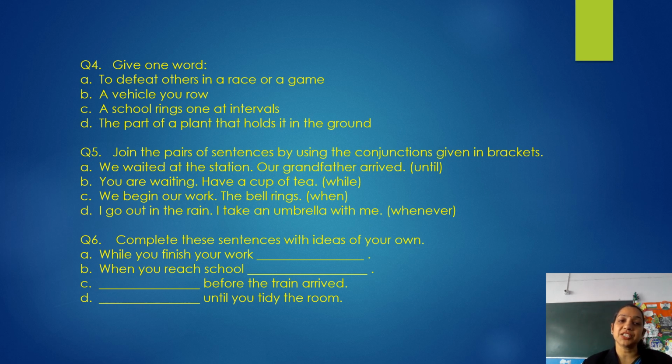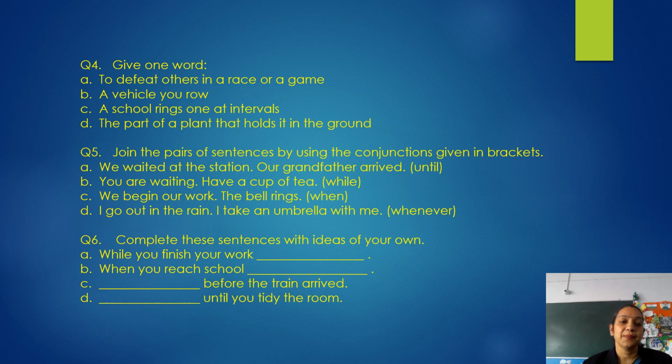We waited at the station. Our grandfather arrived. So children, see, here it's a pair of sentences, right? This pair you have to join using the conjunction given in the bracket, that is until. Here until is the conjunction which is given within bracket here. So you have to use this and then you have to join these sentences. Okay.